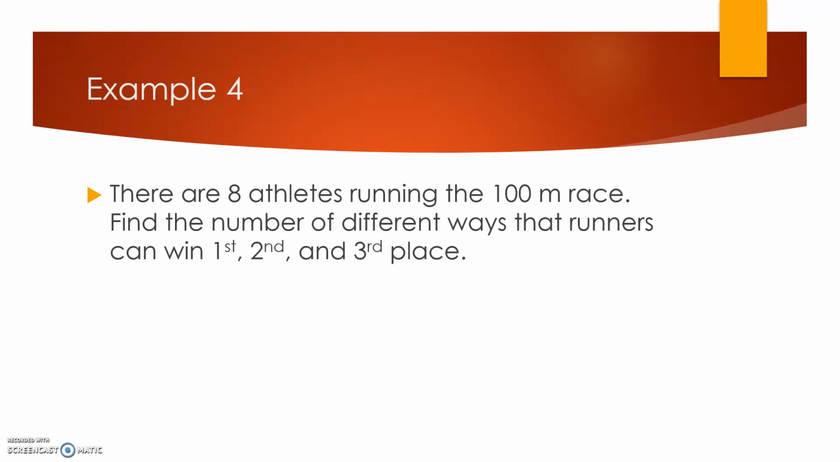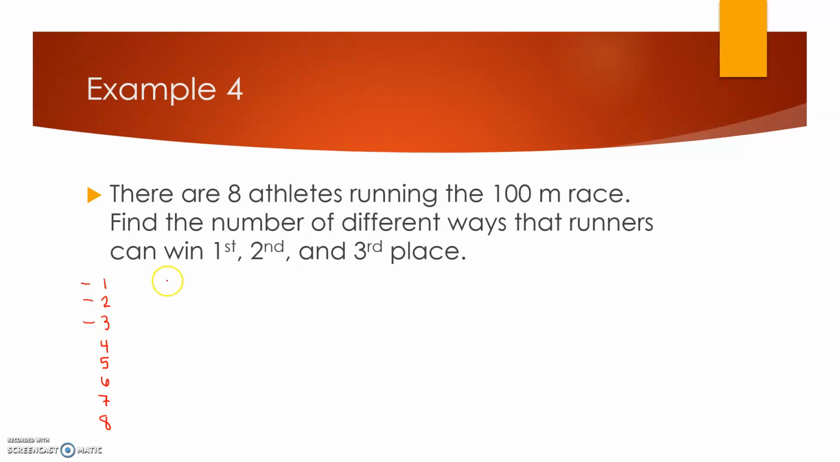Let's look at another one. There are 8 athletes running the 100-meter race. Find the different ways that runners can win first, second, and third. So you've got these 8 runners. And I'm not saying that these are the places that they come in, but maybe they do come in this place. So then you've got one arrangement where 1, 2, and 3 get first, second, and third.